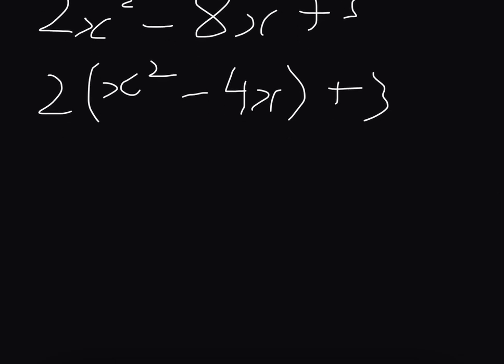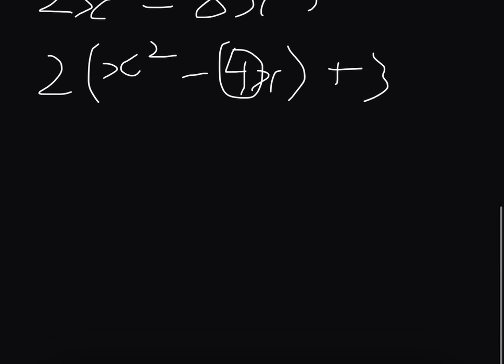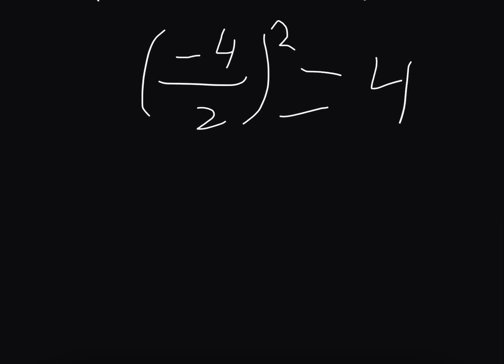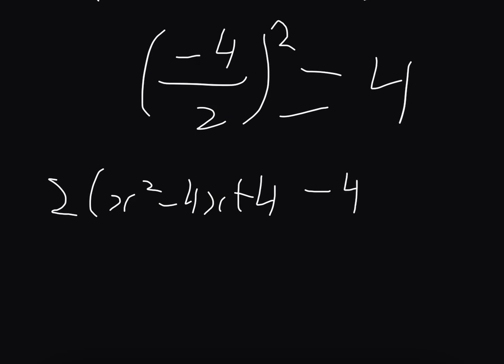Now we just do the same thing we did before. We take the coefficient of the x, this −4 actually, and we divide that by 2. Now, just like the first time, we square it. −4 divided by 2 is −2. −2 squared is 4. Now, just like before, we add 4 into the equation to make it a perfect square. And then we minus 4. And then we plus 3 at the end.